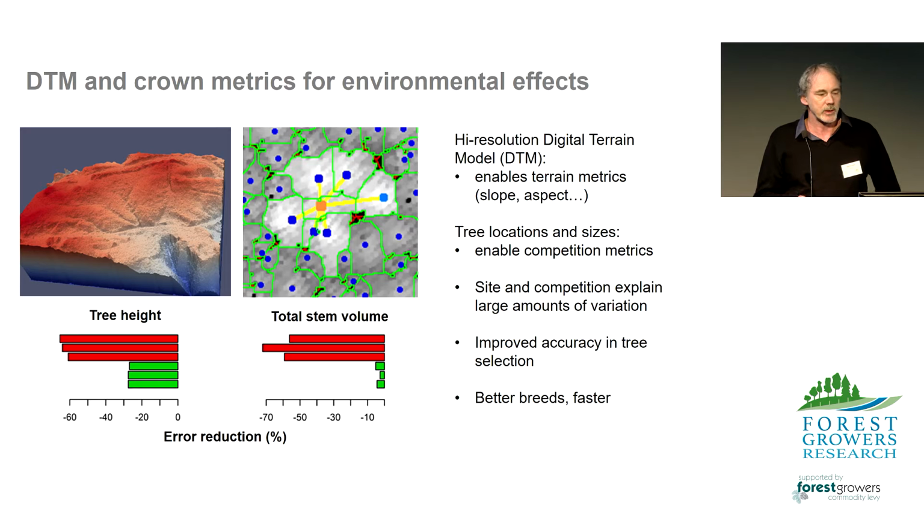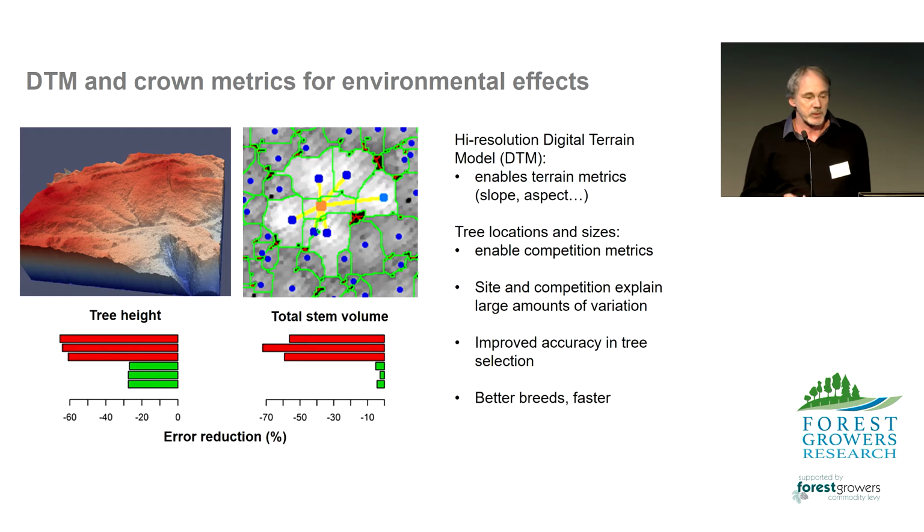And so we're able to characterise the growing environment of individual trees by looking at what I call site effects or microsite effects, by looking at the terrain model, and competition effects. So these graphs underneath illustrate a couple of our phenotypes, tree height and total stem volume. The green bars illustrate the reduction in error that we achieved from the three best terrain metrics, and the red bars illustrate the reduction in error we achieved using the three best competition metrics. And this was in work in a genetics trial where reducing the error translated into big improvements in heritability estimates.